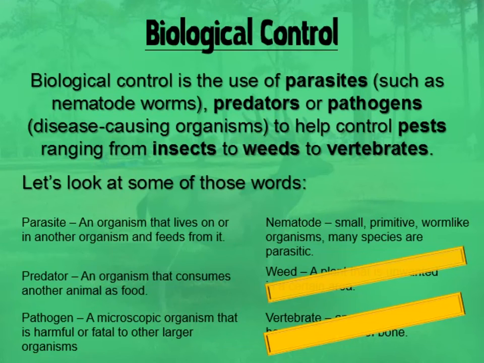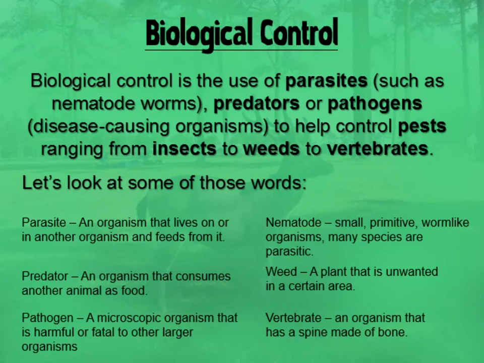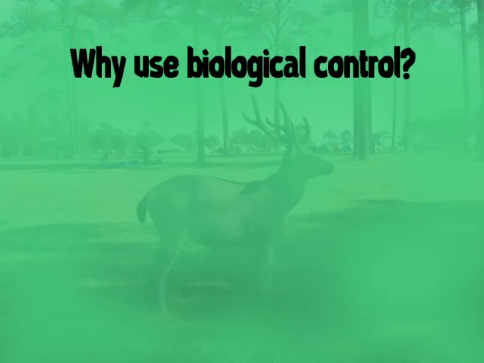So a weed is any kind of plant that is unwanted in a certain area. In some areas, weeds can be one kind of plant that are welcome in another. And then finally, a vertebrate is a word to define an organism that has a spine made of bone, or sometimes cartilage. So there are certain advantages to biological control over using chemical pesticides.